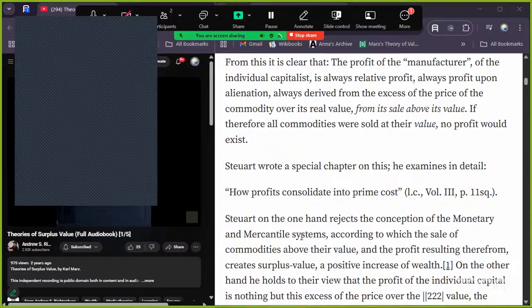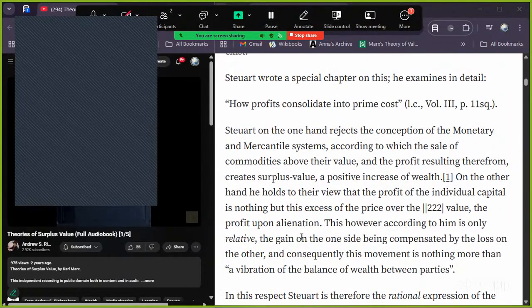From this, it is clear that the profit of the manufacturer, of the individual capitalist, is always relative profit, always profit upon alienation, always derived from the excess of the price of the commodity over its real value, from its sale above its value. If, therefore, all commodities were sold at their value, no profit would exist. Stuart wrote a special chapter on this. He examines in detail, quote, "how profits consolidate into prime cost," end quote.